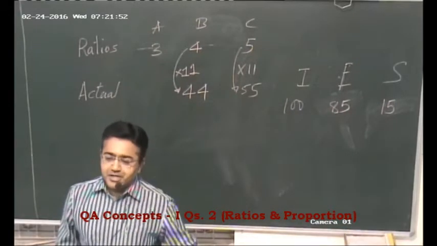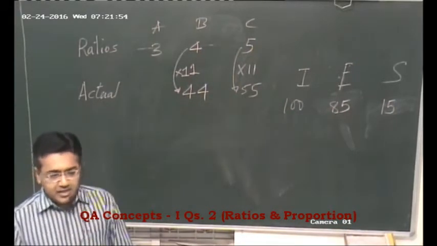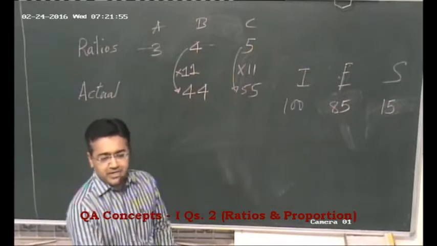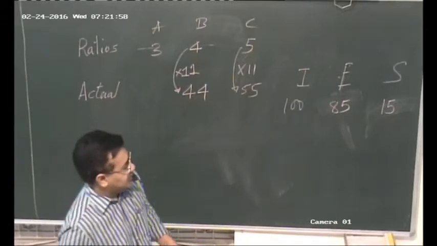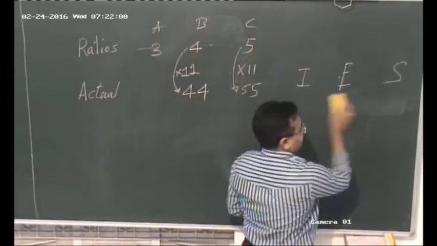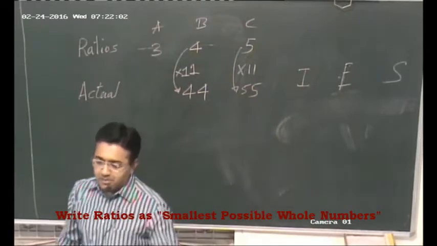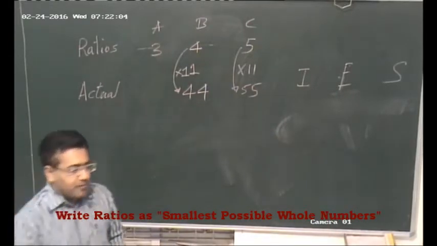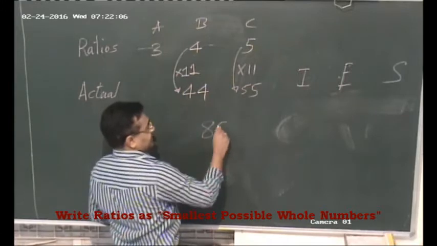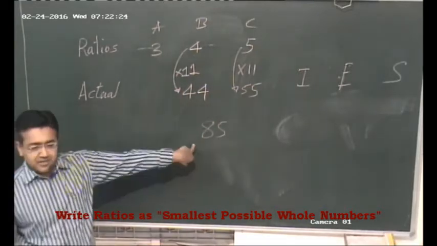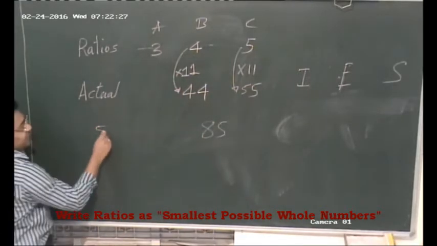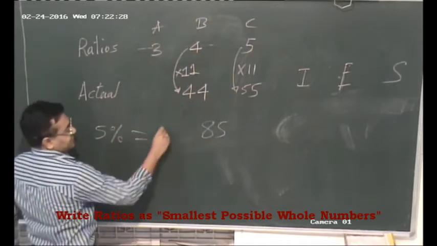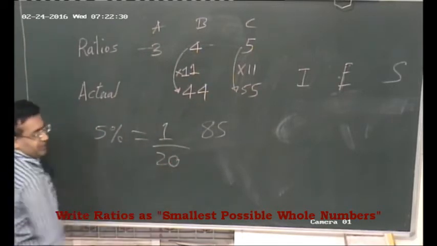Right, so what I know is ratio. These are not real numbers. Of course, we should not be writing ratios like this. What should I write? I should write the smallest possible whole number ratio. Okay, so when I say 85%, this is a multiple of 5%. Now why did I say 5%? Because 5% we know is 1 by 20.